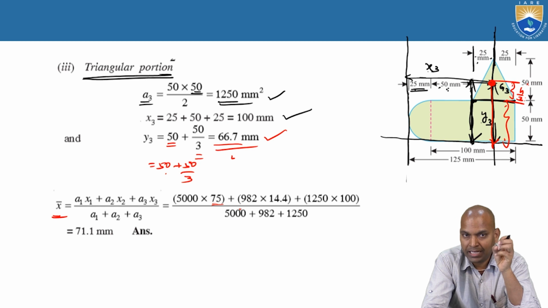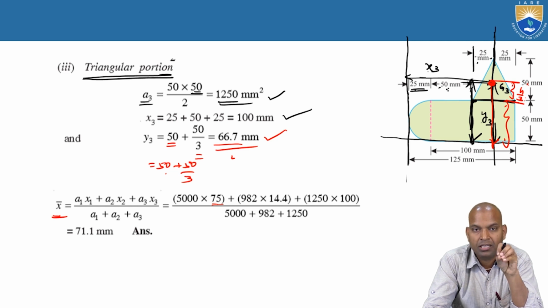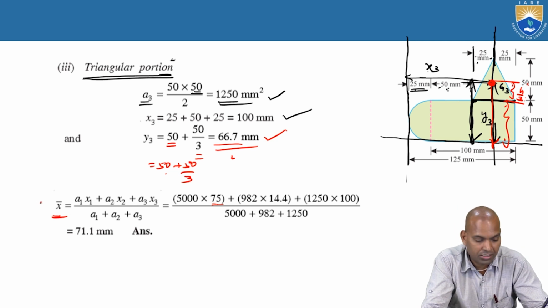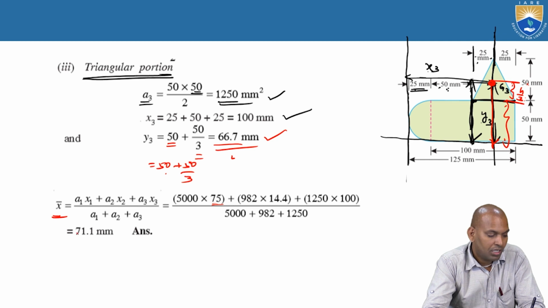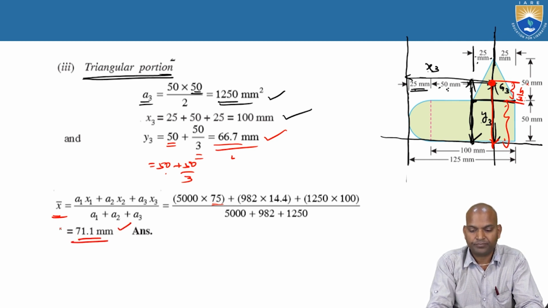Always understand this: X1, X2, X3 are horizontal distances of a particular section's centroid from the reference axis, the vertical axis. Similarly, Y1, Y2, Y3 are the vertical centroidal distances of individual sections to the horizontal reference axis. Now if you substitute here, that is 71.1 millimeters, bar x.